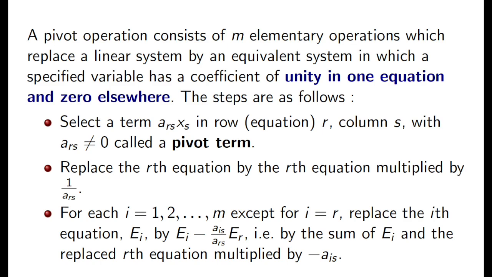We replace the rth equation by the rth equation multiplied by 1 over a_rs. For each i from 1 until m except i equal r, we replace the ith equation E_i by E_i minus a_is over a_rs times E_r. This means the sum of E_i and the replaced rth equation multiplied by minus a_is.